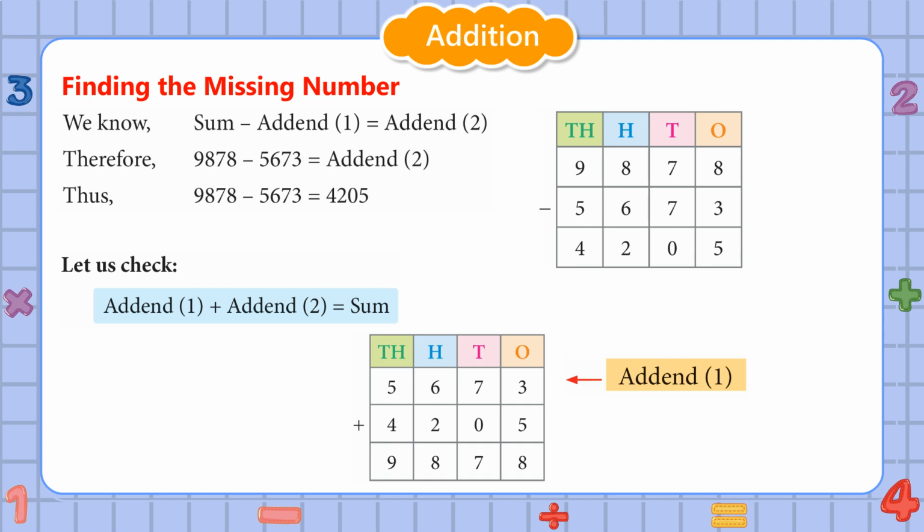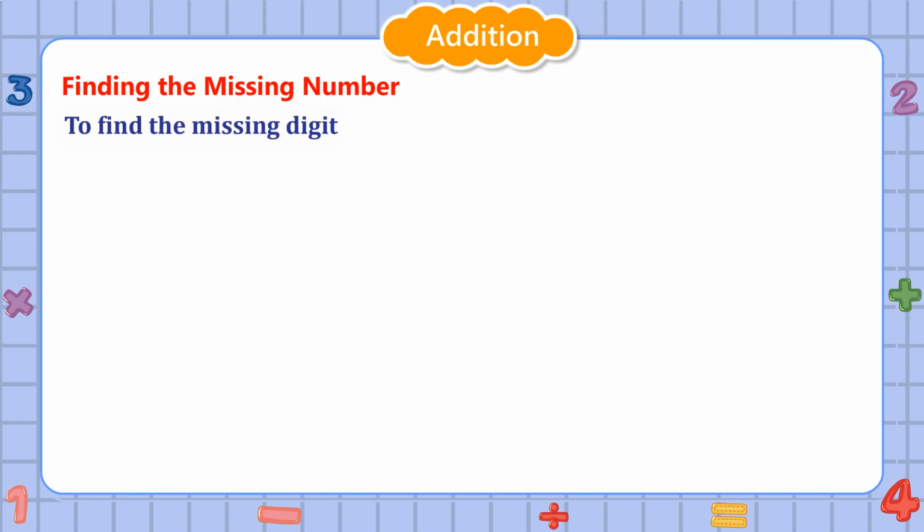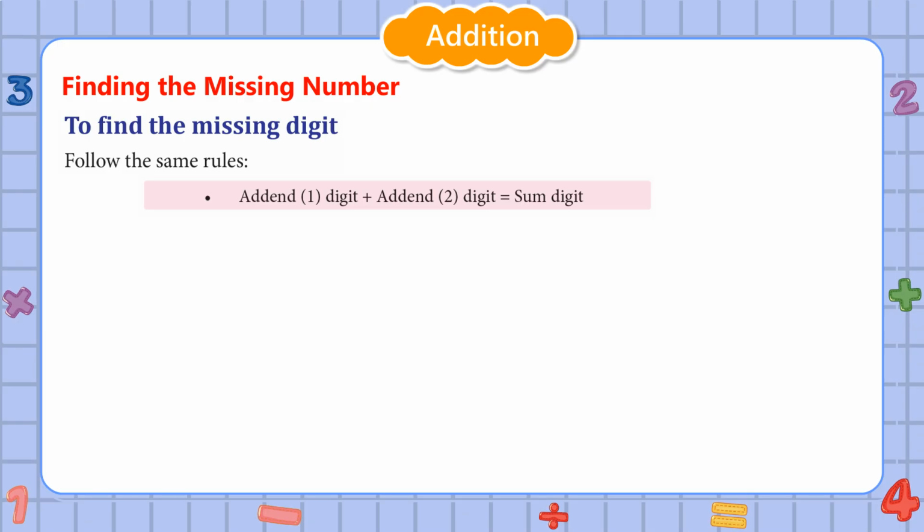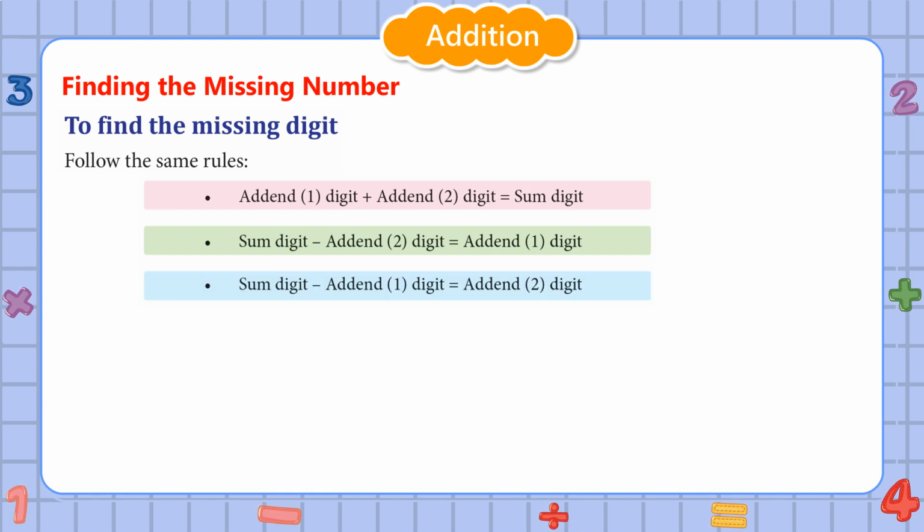5673, that is addend 1, plus 4205, that is addend 2, is 9878, that is the sum. To find the missing digit, follow the same rules. Addend 1 digit plus addend 2 digit is equal to sum digit. Sum digit minus addend 2 digit is equal to addend 1 digit. Sum digit minus addend 1 digit is equal to addend 2 digit.